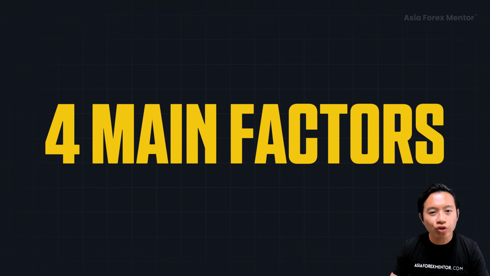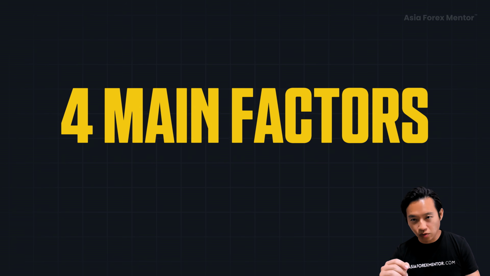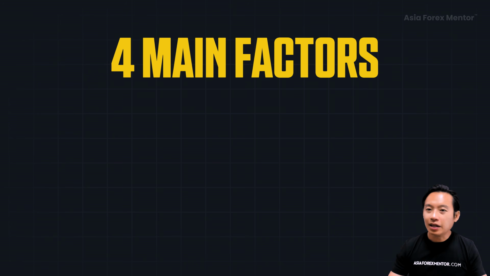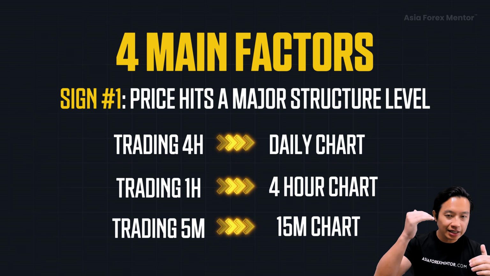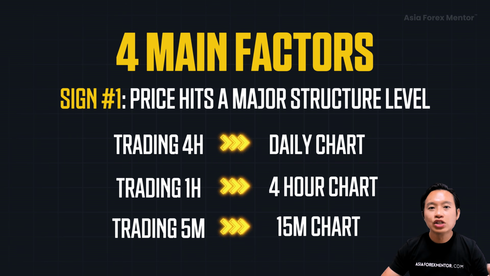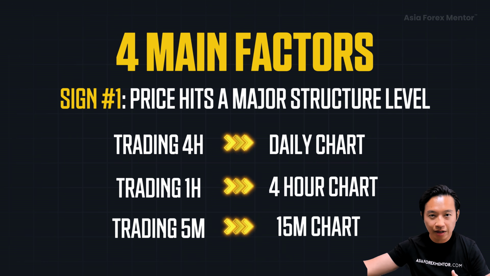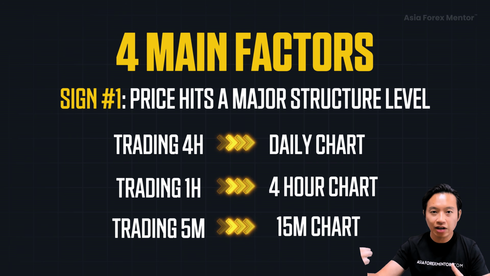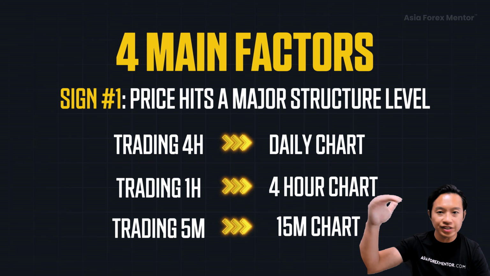In order for you to spot trend reversals effectively, you've got to focus on the 4 main factors. Number 1, price is nearing the higher time frame structure, right? I've shown that many times. So you've got to align the current time frame with the higher time frame, for example, the 4 hours to the daily. Check that the price is nearing a key support or resistance level.